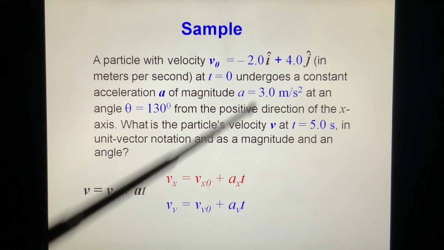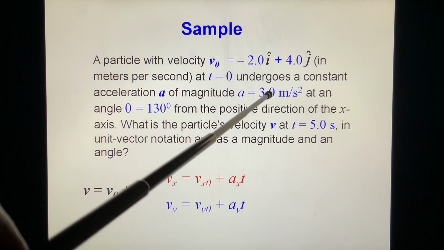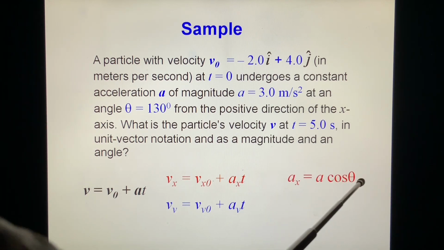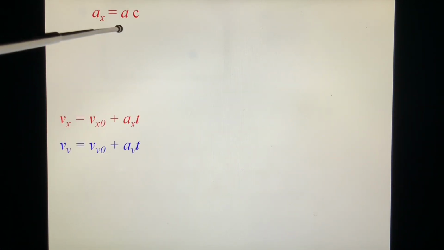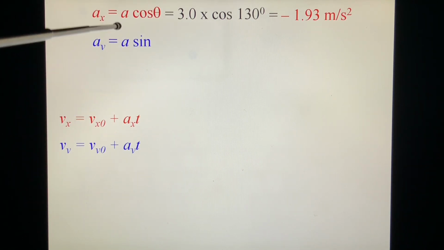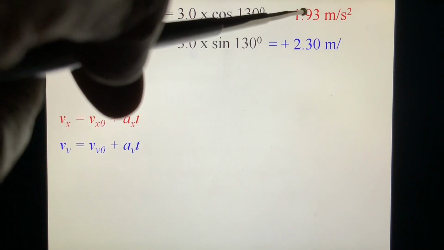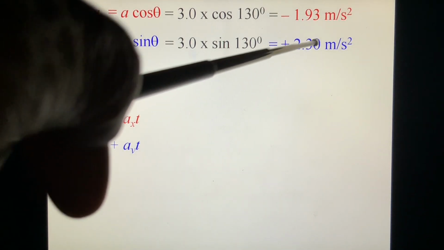vy0 is 0.40, t is given, and we want to find ax and ay. We know a is a magnitude with an angle theta. So ax equals a cosine theta, and ay equals a sine theta. This is a very simple question. We can find ax as a cosine theta, 3.0 times cosine 130, so minus 1.93 meters per second. ay is a sine theta, equal to plus 2.30 meters per second.